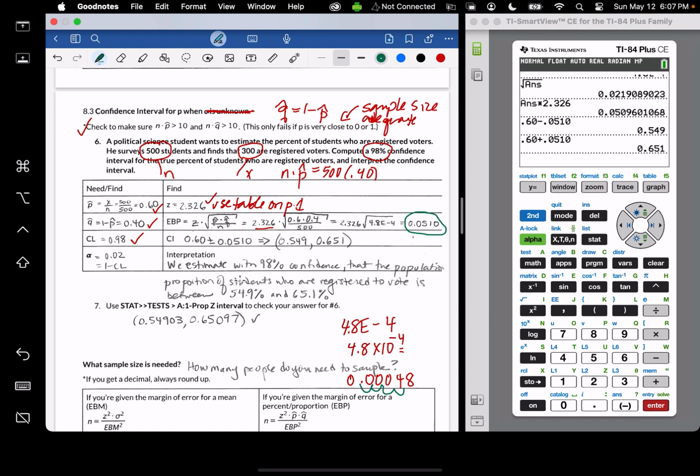And sure enough, I said that we estimate with 98% confidence that the population proportion of students who are registered to vote is between 54.9% and 65.1%.